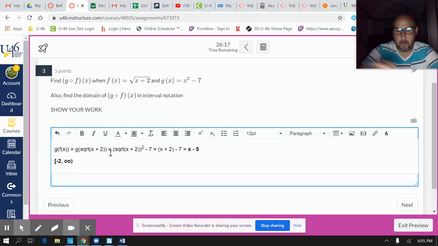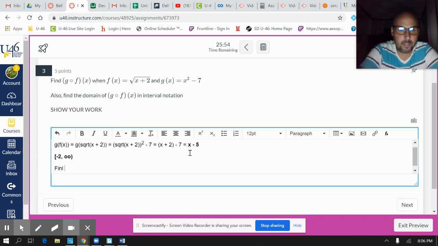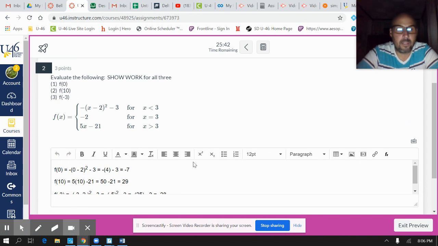And then, excuse me, and then as you continue, the square root disappears and you have x plus 2 minus 7. Nothing changes in your domain here because you're not taking the square root of anything new. You're not dividing. And then you're left with x minus 5. Again, you're not taking the square root of anything new and you're not dividing. So the final answer, with all the work supporting it, is x minus 5 with a domain of -2 to infinity. And that is the whole test.